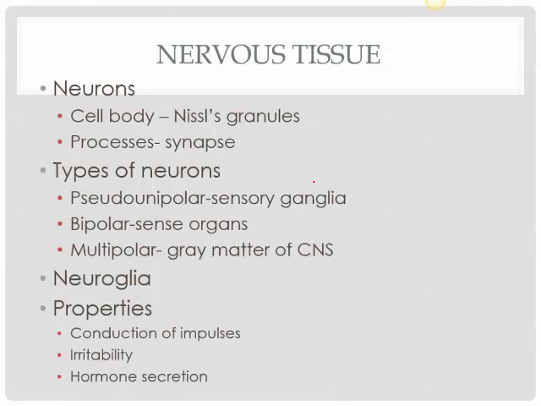Next is nervous tissue. In nervous tissue, we have two types of cells. One is the cell which conducts impulses. So these are the conducting cells which we call neurons. And then we have cells which are supporting cells. They don't conduct impulses, but they support the neurons to carry out their function. So these are known as neuroglia.